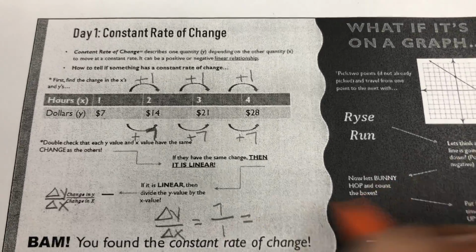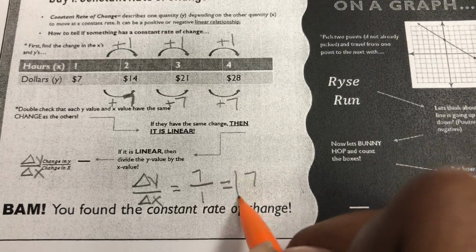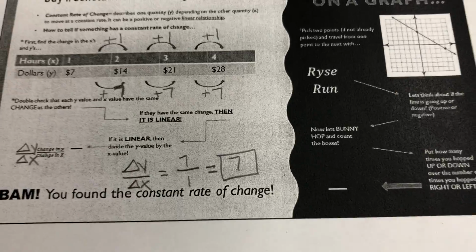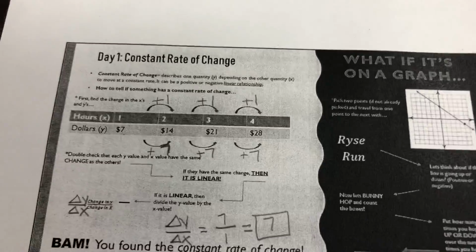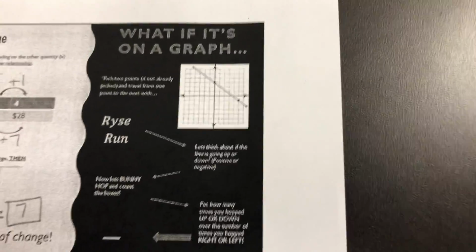Or if you divide this and just kind of put it in simplest form, then it's just 7. That is it. Now, that's if you have a table. So what if they put it in a graph?